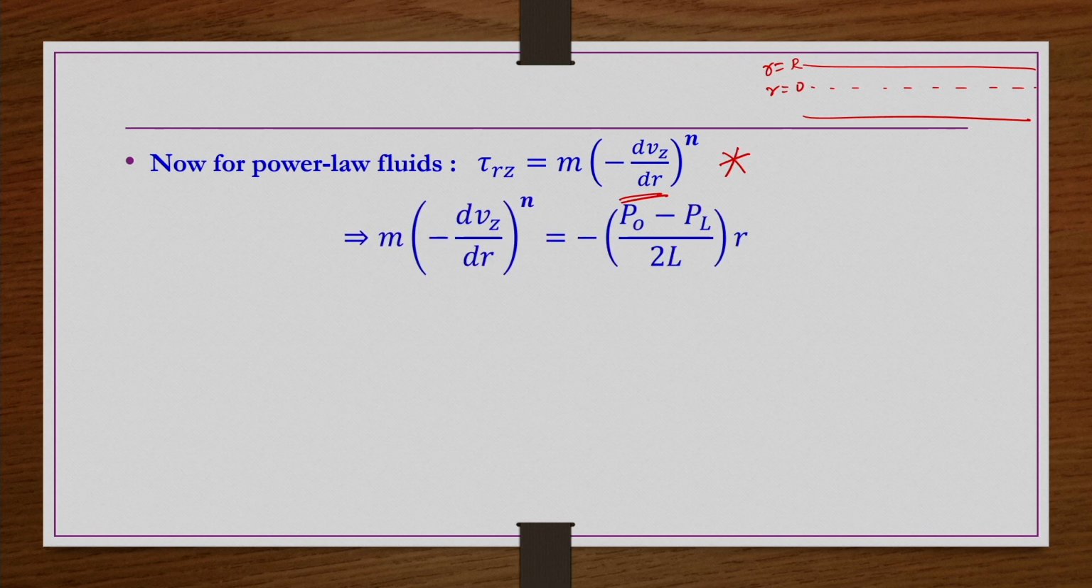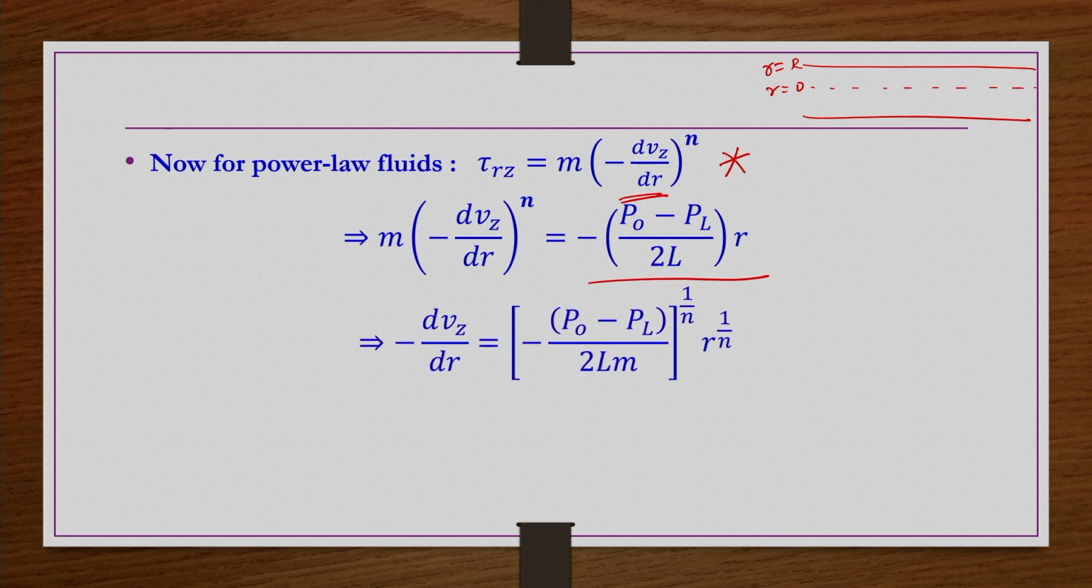Right. So, then for this equation, tau rz, just now you got it as minus delta p by L r by 2. So, that we have written here. Next step, we are taking this m to the right hand side, and then taking power 1 by n on both sides. So, we get minus dVz by dr is equal to minus delta p by 2 L m whole power 1 by n, r power 1 by n. This is what you are going to have.